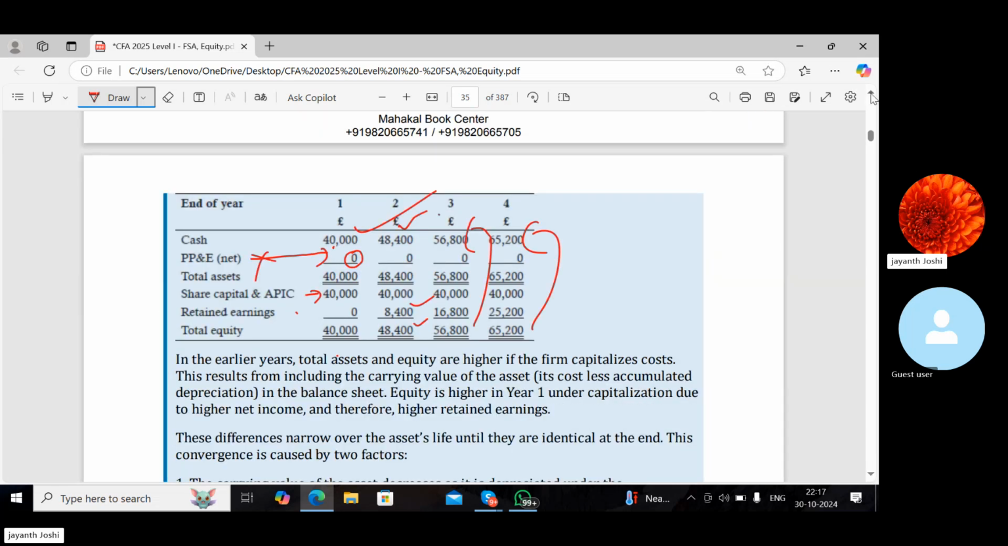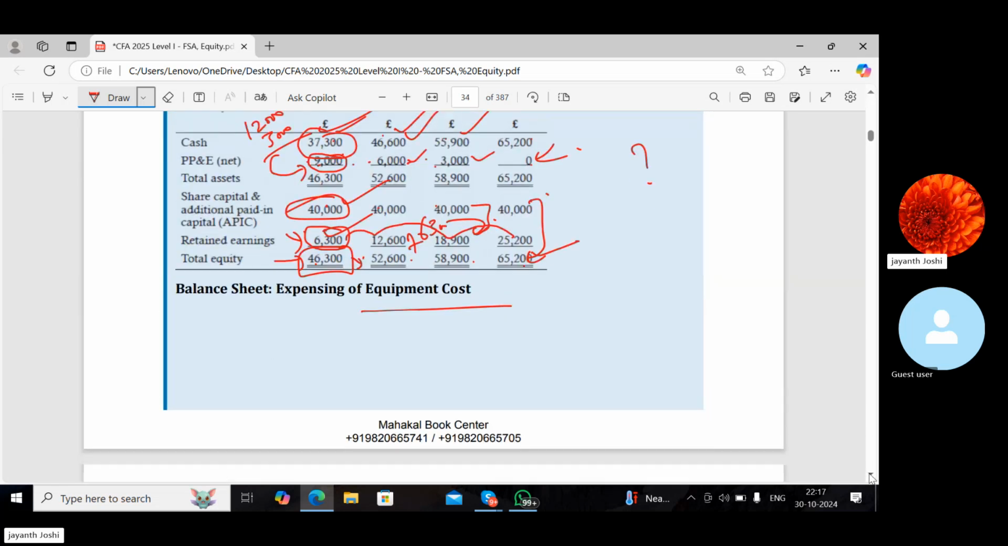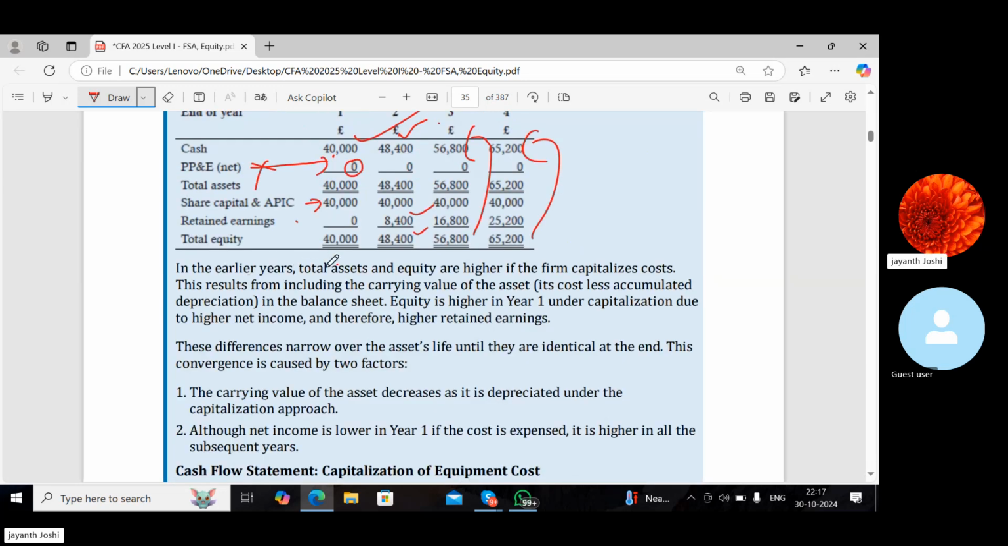And we will see what they have mentioned here. In the earlier years, total assets and equity are higher. Yes, if the firm capitalizes the cost, because in the earlier years we show the entire value of the asset, and slowly, steadily it will get depreciated and the value will decrease. So this is understood.